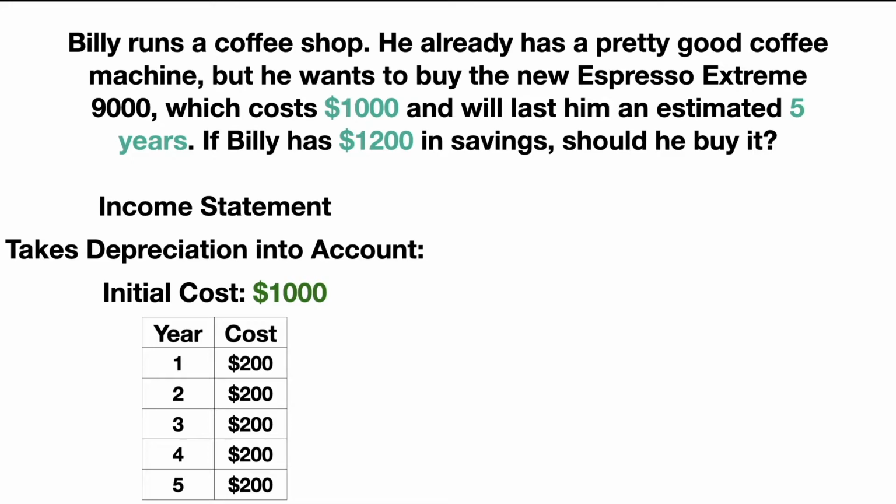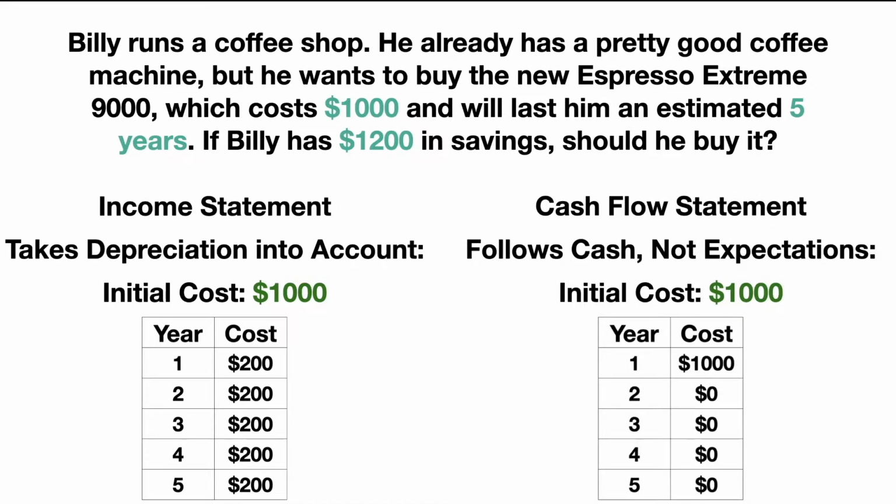Now the problem also says that Billy's buying the machine, not leasing it or renting it or anything like that. So is this actually a good purchase for him? The income statement makes it seem like the purchase is a no-brainer, but now let's take a look at the cash flow statement. The cash flow statement follows cash, not expectations, and it tells a different story. The truth is, regardless of how long the machine actually lasts, disregarding any warranty on it or anything like that, Billy's going to have to pay the $1,000 for it up front. So in year 1, he'll pay $1,000, and then in years 2, 3, 4, and 5, he won't pay anything for that machine. With that insight in mind, let's reevaluate Billy's decision.